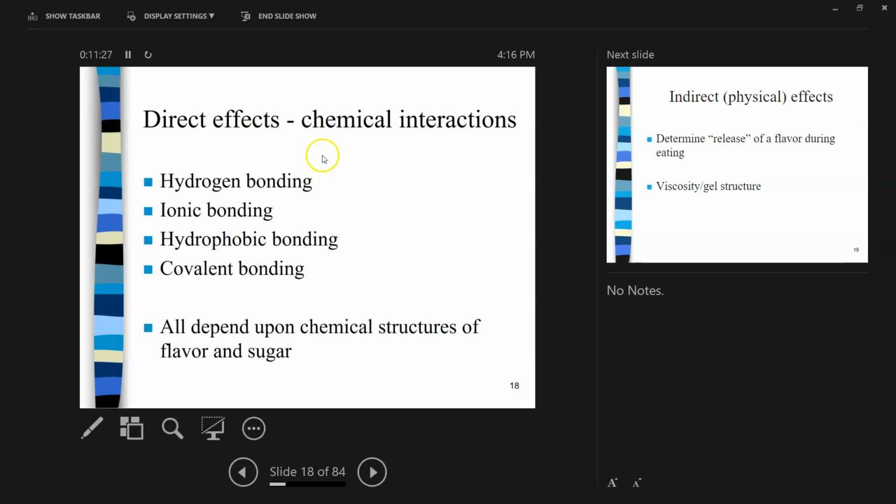The direct effects can be put in any of these categories: hydrogen bonding, ionic bonding, hydrophobic bonding. Covalent is less available for us in carbohydrates. We don't find a lot of sugars have the right structures to react with flavor molecules.